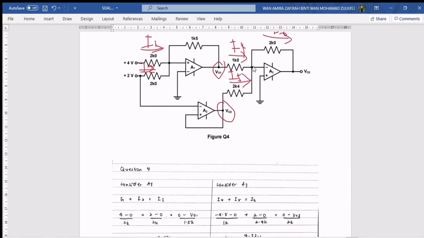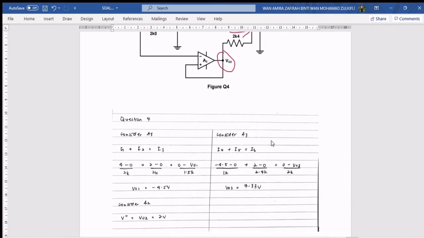Okay, so I4 is negative 4.5 minus 0 over 1k plus I5, 2 minus 0 over 2.4k is equal to current out, which is I6, 0 minus Vout3 over 2k. So we calculate the equation. We get the value for Vout3 is 7.33 volt.